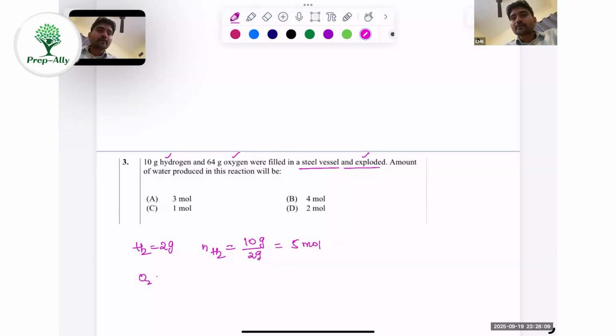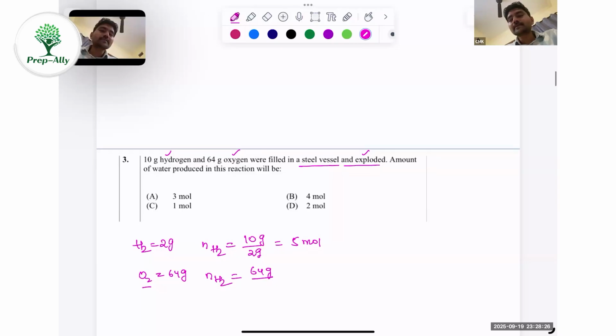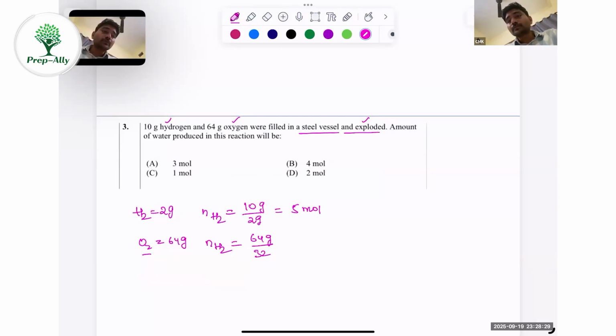Similarly, oxygen's weight has also been given, 64 grams. So if I want to find the number of moles, what do we need to do? 64 grams divided by the mass of each oxygen atom: atomic number 8, mass number 16. Since 2 oxygens are there, divided by 32 grams. So 2 moles of oxygen is there in the given weight.